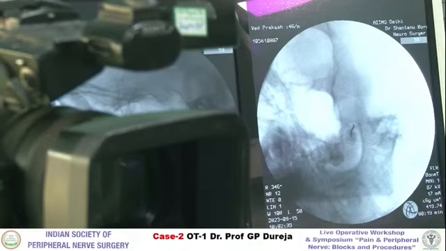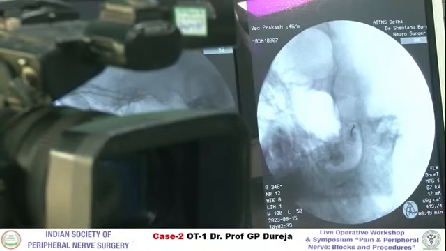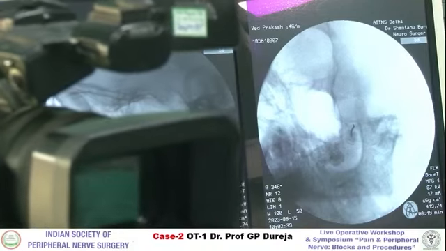So I'm asking him to feel the third molar. If you appreciate on the X-ray, we have just gone lateral to the third molar. Are you able to see it lateral? Yes. Yeah.